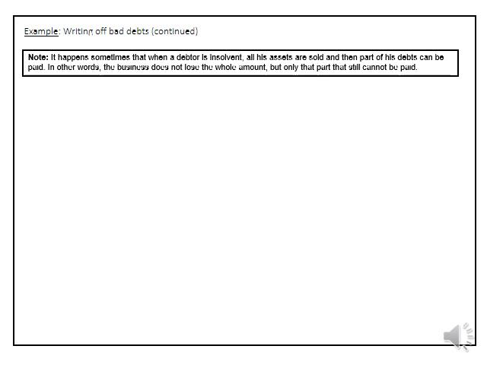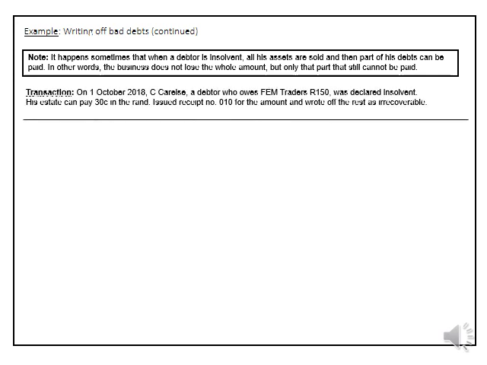Please note, it happens sometimes when a debtor is insolvent that all his assets are sold and then part of his debts can be paid. In other words, the business does not lose the whole amount, but only that part that still cannot be paid. So let's look at an example.